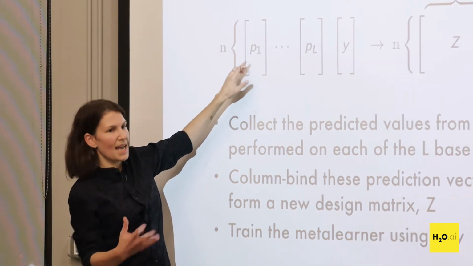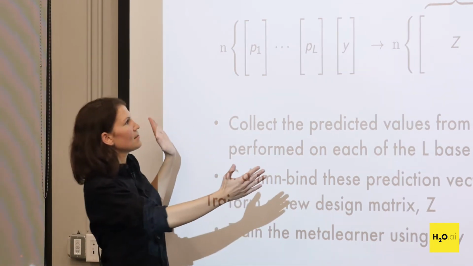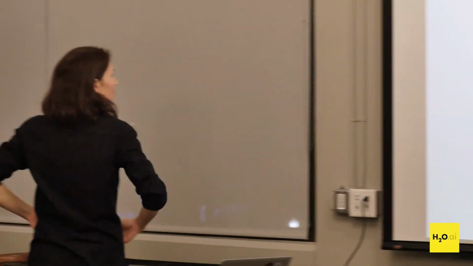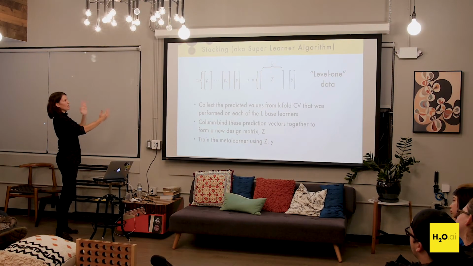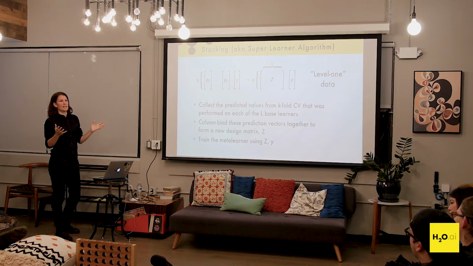So we said we had L number of models. And now you can actually stack these, and I think that's where the stacking term comes from. You squish them together, or combine them together, into this new matrix. And then this is the setup for the meta-learning algorithm.